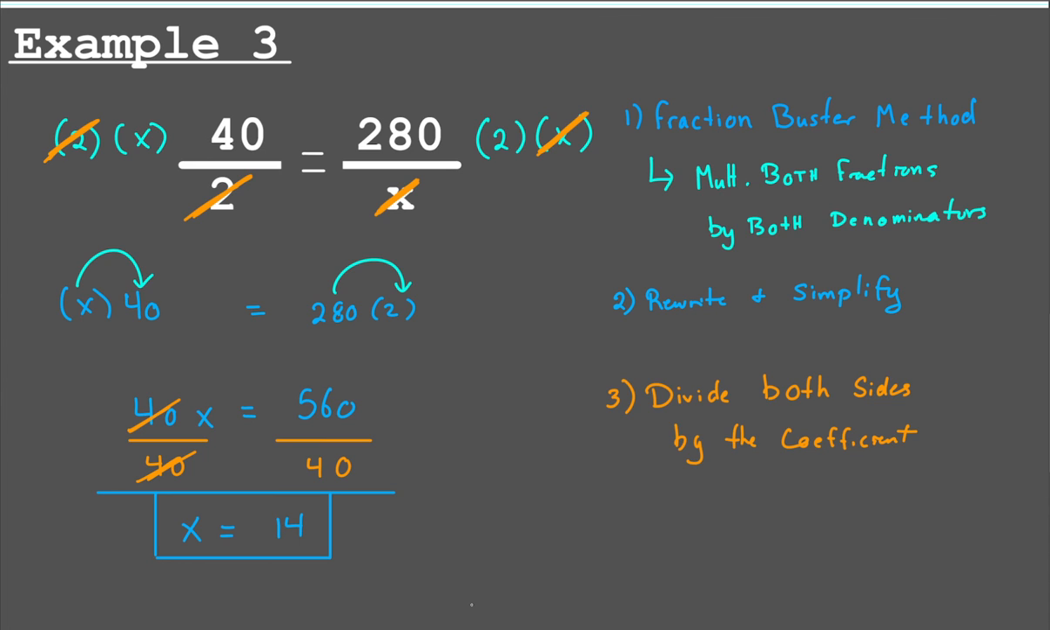The steps are once again as follows. Step 1, multiply both sides by the denominators, both of them. When you multiply both sides by the denominator, you'll be able to cancel out the common terms, x and x, 2 and 2. Then I'll rewrite my equation. X times 40 is equal to 280 times 2. Simplify it. And then finally, that last step, divide by the coefficient.